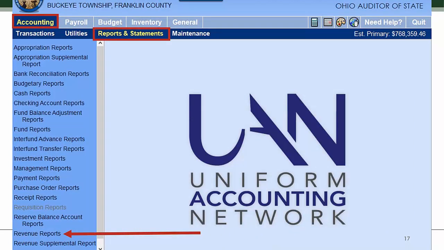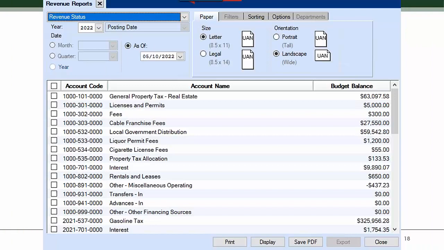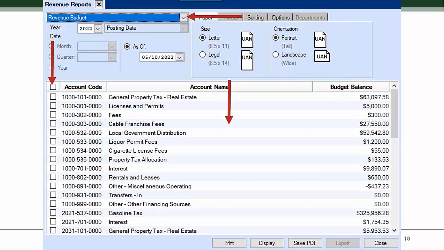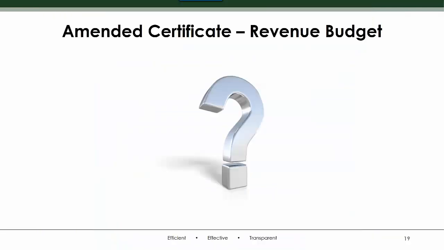But just in case, revenue reports, and everybody's familiar with revenue status, but I want you to look on that drop-down list. If you click the drop-down list, you can get the revenue budget report, which just shows budget. It doesn't show how much you've received this year or anything else. It really is just the budget for the revenue. Select all your funds and account codes in that list, print it or save as PDF, whichever you require, and attach those to the email.